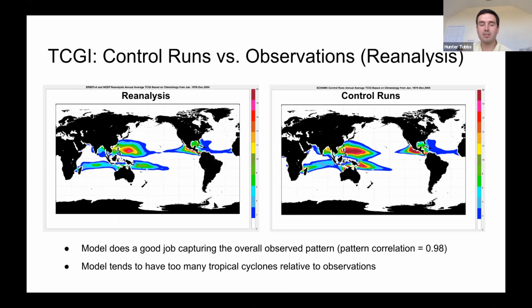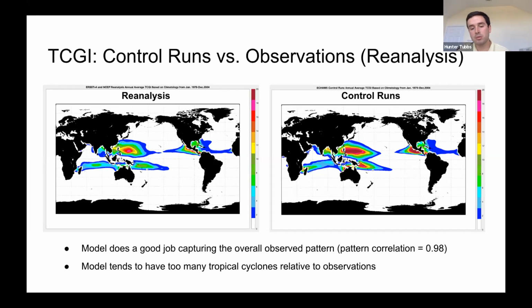So now we can see the results. On the left-hand panel, we have reanalysis data, so TCGI calculated using ERSST version 4 and NCEP reanalysis. And we can see through this plot, there's a couple of areas of enhanced tropical cyclone activity, including in the Western Pacific, the Eastern Pacific, as well as portions of the Gulf of Mexico, with on average about the maximum, about 16 to 20 storms or so.